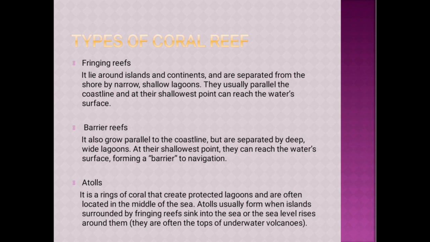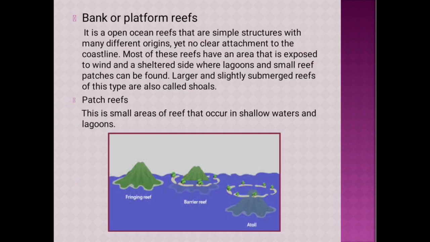Types of coral reef. First one is fringing reef. It grows near the coastline around islands and continents. Barrier reef. It also parallels the coastline but is separated by deep, wider lagoons. Atolls. It is a ring of coral that creates protected lagoons and is usually located in the middle of the sea. Bank or platform reef. It is a reef that forms away from the coastline. Last one is patch reef. It is a small area of reef in shallow water and in lagoons.